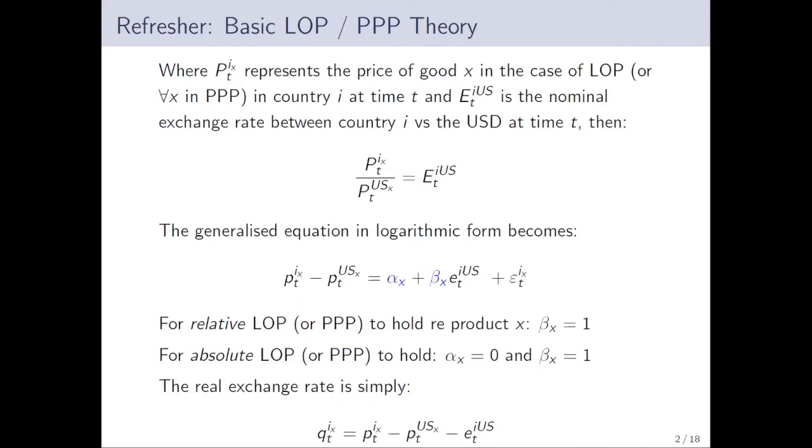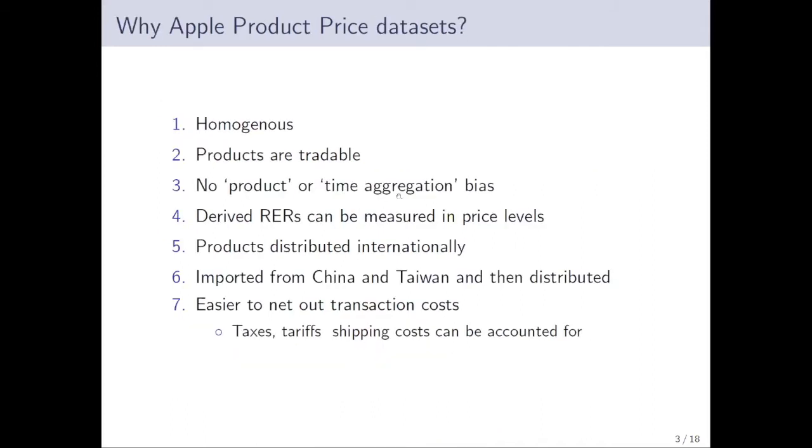For the relative law of one price to hold, beta should equal 1, while for absolute law of one price to hold, alpha should equal 0 and beta should simultaneously equal 1. If there are any transaction costs, these should be captured in the alpha coefficient and/or the error term. So why do we suggest we should use Apple product prices to analyze these exchange rate pass-through equations?